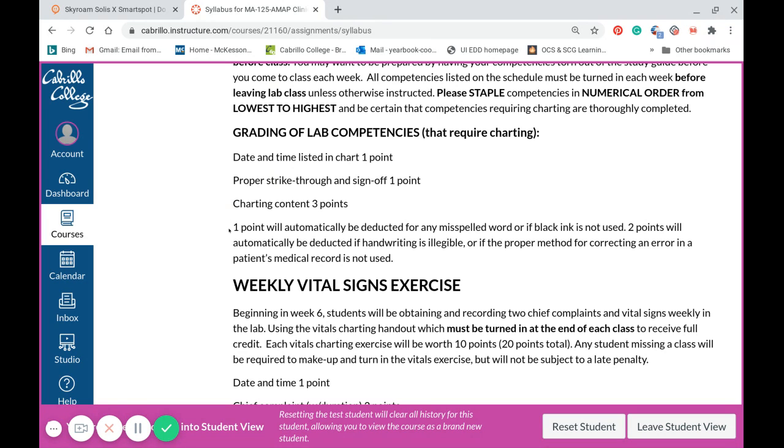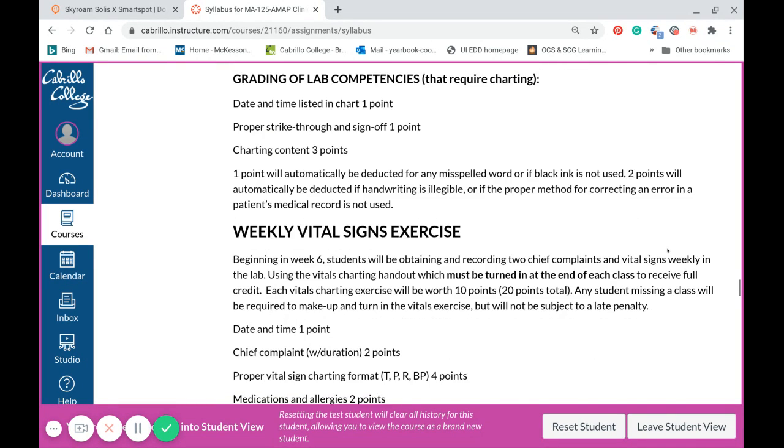You're going to have 1 point deducted for any misspelled words or if black ink is not used. And 2 points if the handwriting is illegible or if we didn't use the correct strike through for correcting an error. So we'll talk about that more later as well.